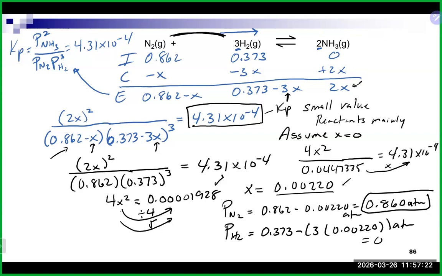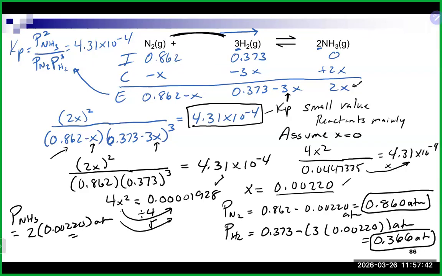Looks like 0.366 atmospheres. And lastly, I'll just go over here to the left. Partial pressure of NH3 is going to be 2 times X, so 2 times 0.00220, and that's going to give us 0.0044 atmospheres. That particular case there. Those should be the equilibrium concentrations of everybody.